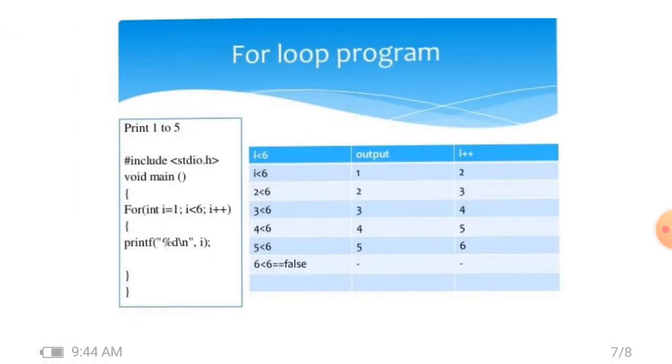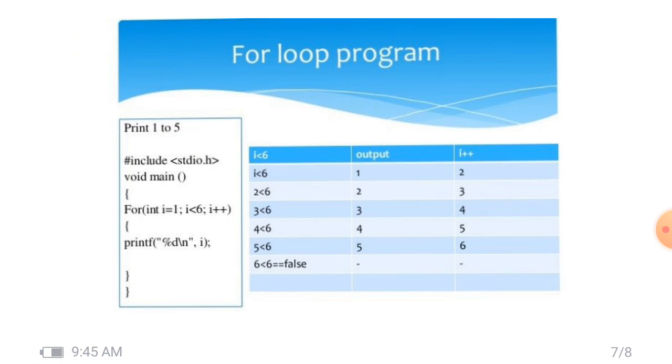Next is a for loop program. #include <stdio.h>, void main, for int i = 1, semicolon, i is greater than 6, and next i plus plus. First i is equal to 1, then check i is greater than 6, 1 is greater than 6, yes, then go to our loop, printf %d slash n and print the i's value. i is initially 1, then the output is 1. Again it goes to the increment operator, i plus plus.